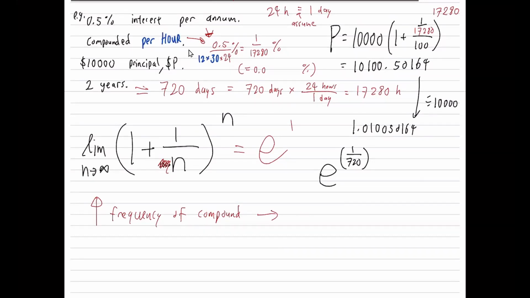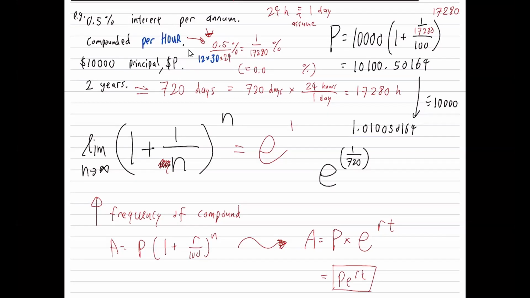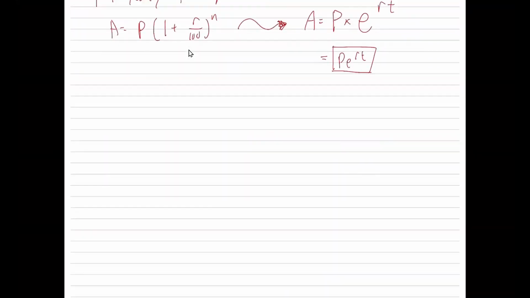The formula will go from A equals P times (1 plus R over 100) to the power of n, and will eventually convert itself into A equals P times e to the power of R times T. This is the PERT formula. If you do financial mathematics, you will learn more about this. This is one application. Actually, you'll be seeing it right now. Hopefully I can cover it. It is one of the practice questions.